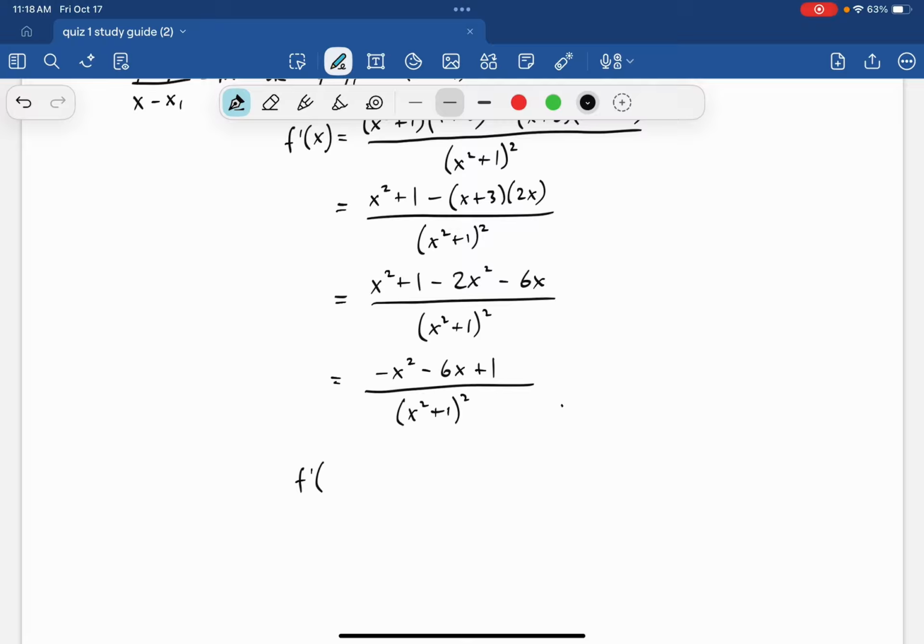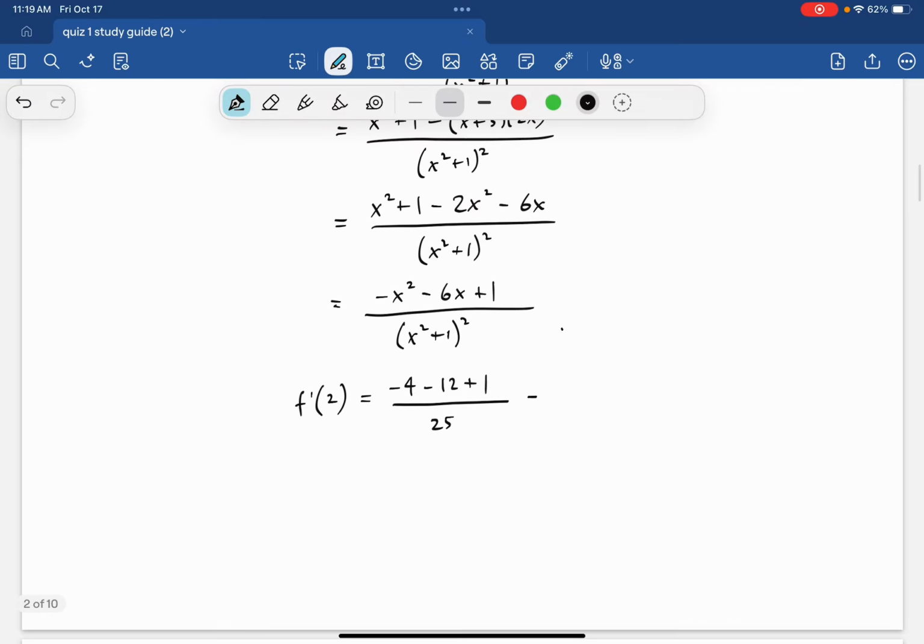So that's f prime of 2, right? Because that's where x equals 2. And I can calculate that simply by plugging in 2 into my equation here. So that's negative 4 minus 12 plus 1 over, okay, 2 squared plus 1 is 5, so it's over 25. And you can check for yourself that this equals negative 15 over 25, which is negative 3/5. Okay, so that's the slope. That's m. Okay, that's the slope of my line.